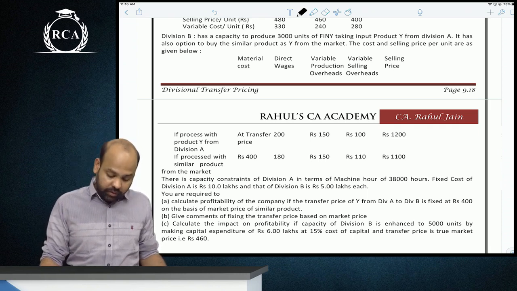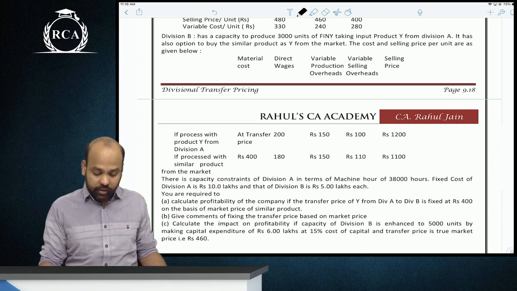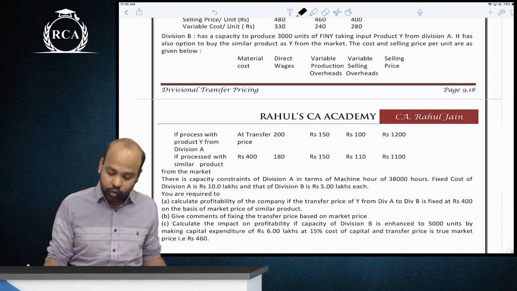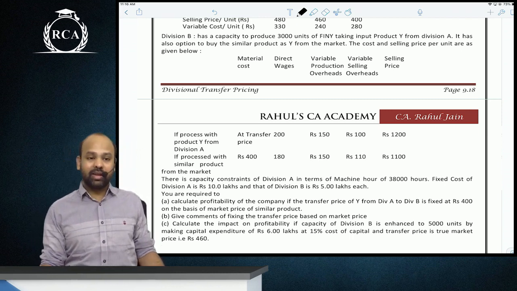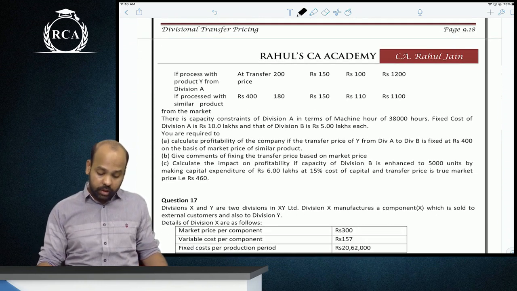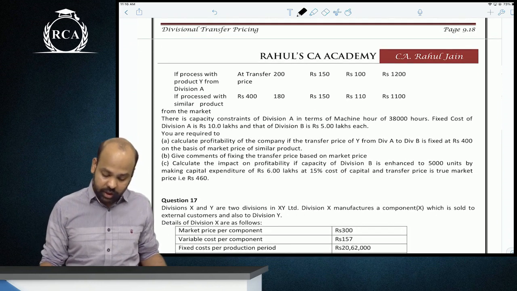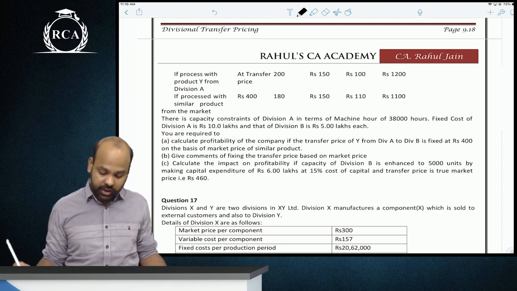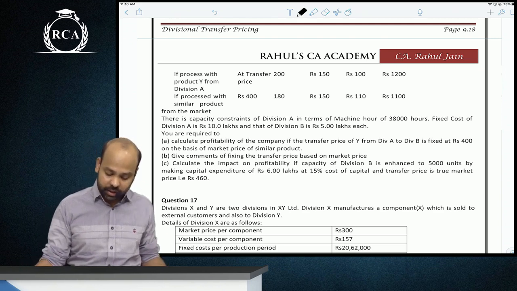If they process it with a similar product as such, beta 400 rupees is what they will be able to buy the product for. Direct wages 180. Variable production overheads 150. Variable selling overheads 110. Selling price is 1100. There is a capacity constraint of division A beta in terms of machine hours of 38,000 hours. Fixed cost of division A is 10 lakhs and that of division B beta is 5 lakhs.